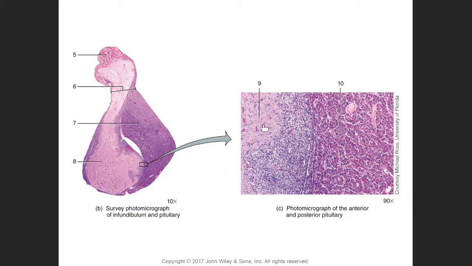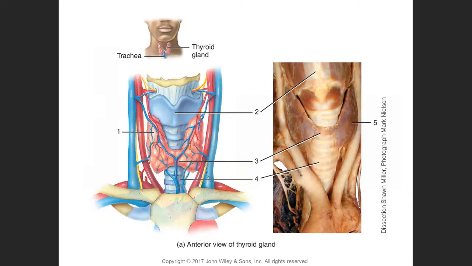And the part which is paler is the neurohypophysis or posterior pituitary gland. We have many unmyelinated axons here and many glial cells in this region. The next organ is the thyroid organ. You can see thyroid gland here. The thyroid gland has a right lobe and left lobe. You can see number 1, which is right lobe, and number 5, which is left lobe. Right and left are connected together by 3, which is the isthmus.